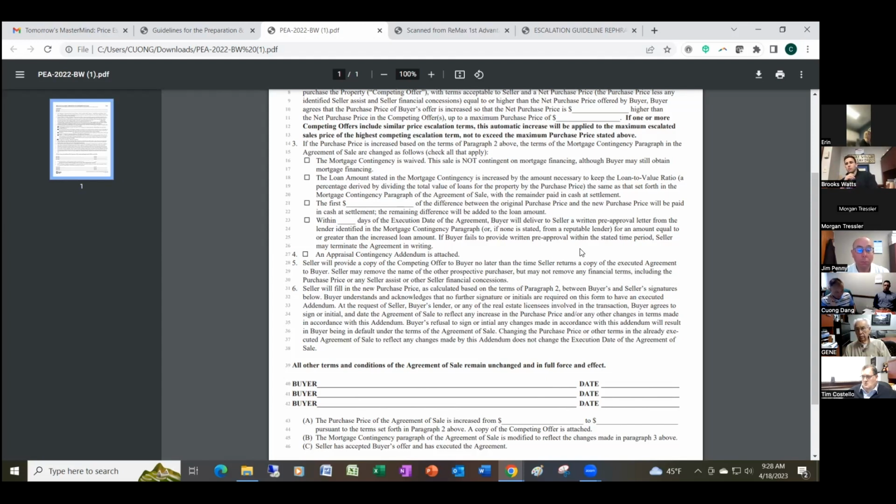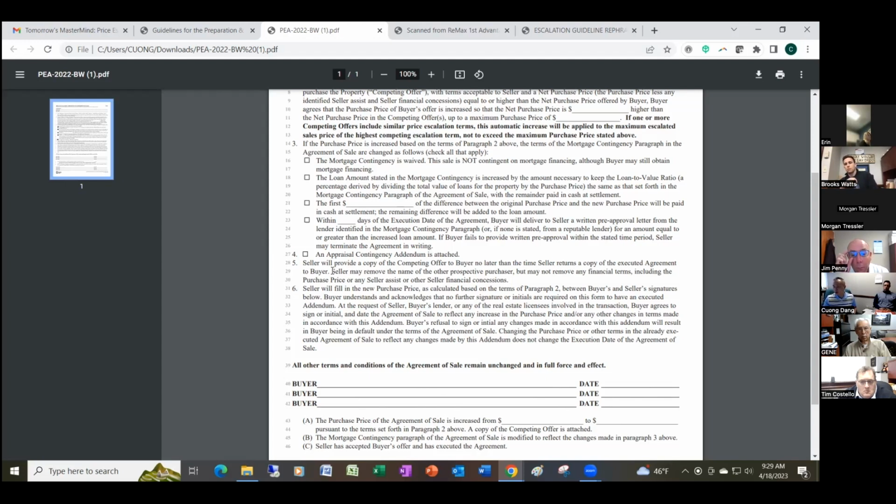Paragraph 5 is another one that I get a lot of questions on as well. Let's read this and then we'll turn over to the guideline. Seller will provide a copy of the competing offer to buyer no later than the time seller returns a copy of the executed agreement to buyer. Okay, so when do you get a copy of the competing offer?